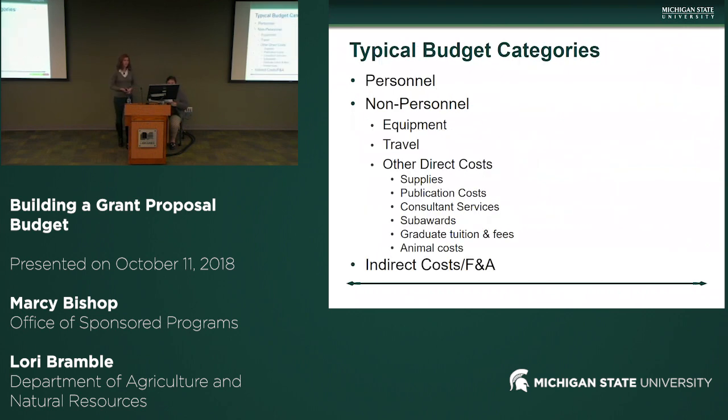So there are typical budget categories. So the 3 main budget categories are personnel, non-personnel, and then your indirect costs or F&A. Underneath non-personnel, we have some sub-budget categories. So that's equipment, travel, and other direct costs. Under other direct costs, we've got specific budget categories for the supplies, publications, consultants, etc.